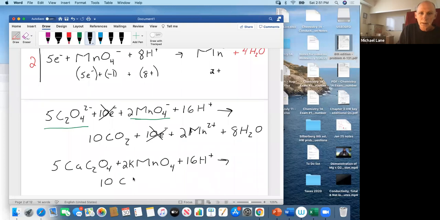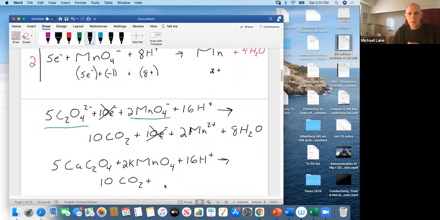10 carbon dioxides plus 2 Mn2+ plus 8 H2O. There we go. There is the total balanced equation for that particular reaction.